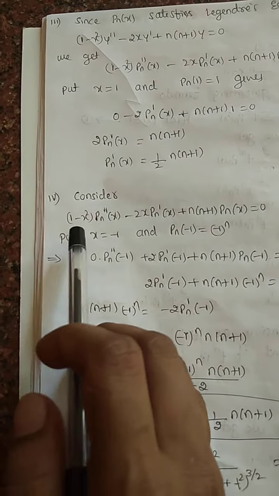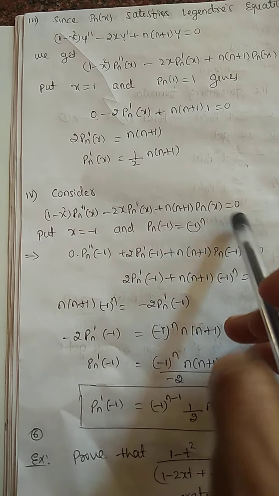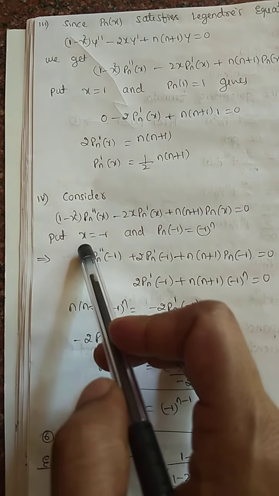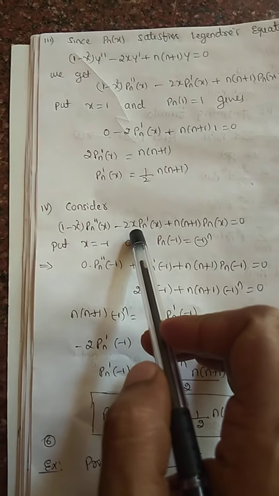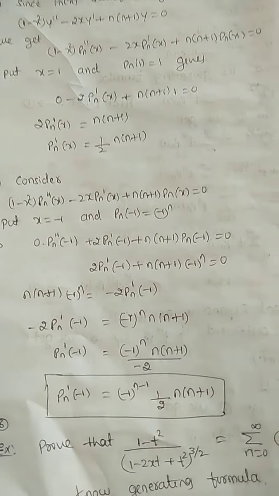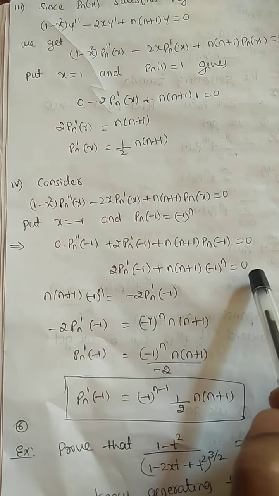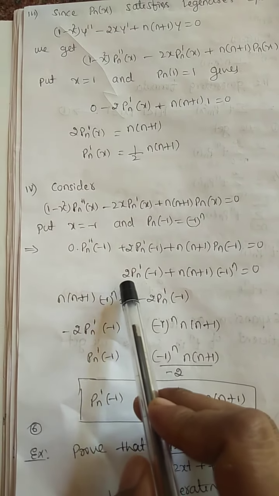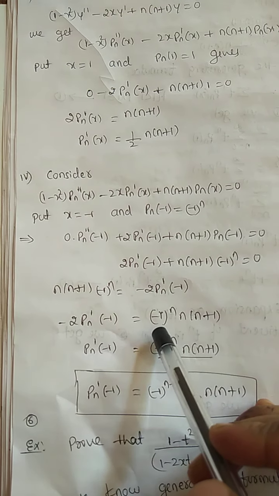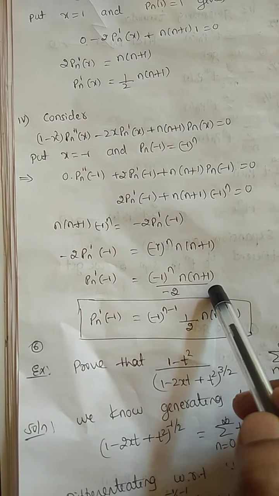Fourth one. Consider (1 - x²)Pn''(x) - 2xPn'(x) + n(n+1)Pn(x) = 0. Same, put x equals -1. Pn(-1) is (-1)^n. If you put x equals -1, again the first term becomes 0. 0 - 2 times (-1) gives +2 Pn'(-1) + n(n+1) Pn(-1) equals 0. So 2 Pn'(-1) + n(n+1)(-1)^n equals 0. Taking it to the RHS, -2 Pn'(-1) equals (-1)^n n(n+1). Pn'(-1) equals (-1)^n n(n+1) divided by -2.